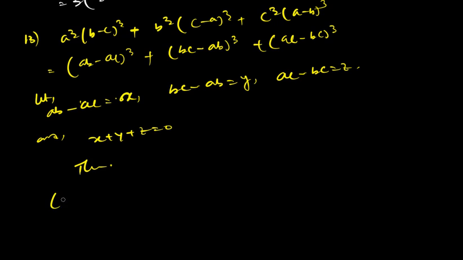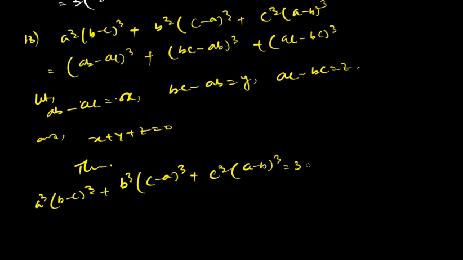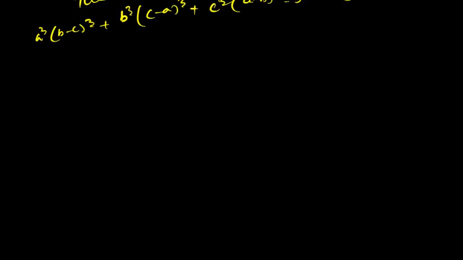Then a cube into b minus c whole cube plus b cube into c minus a whole cube plus c cube into a minus b whole cube equals 3abc times b minus c, c minus a, and a minus b. So we just need to multiply all of this with 3. Okay, so that's the 13th one, the last one of this video, part 1. Next video we will be solving questions 15 to 19.